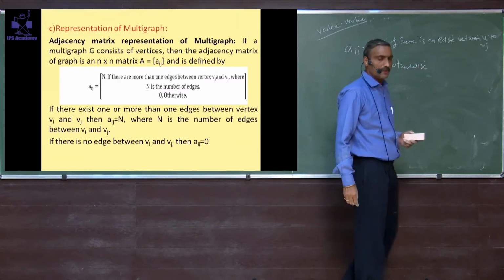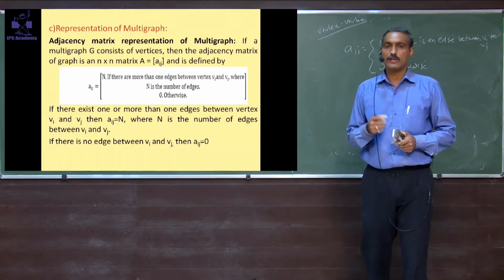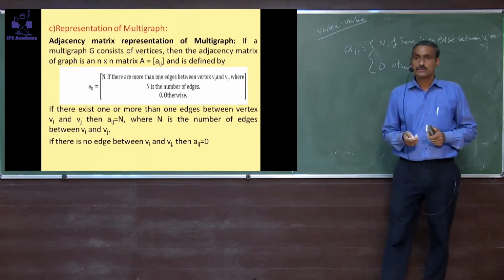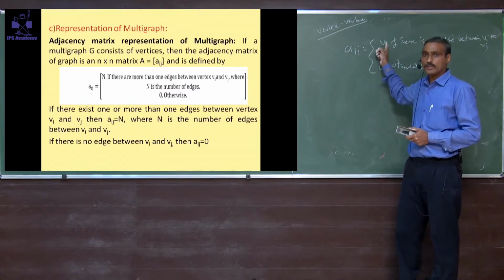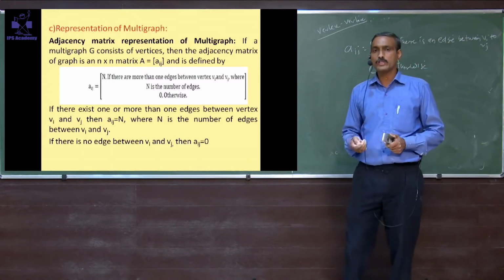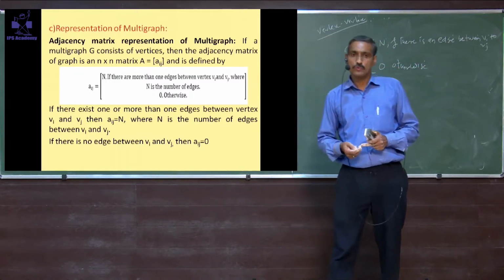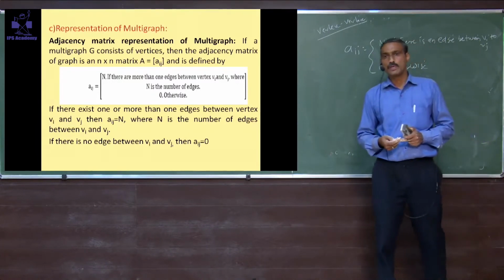Okay, similar to a simple graph. In a simple graph we do not have any multiple edges, we do not have parallel edges. So we put 1 if there is an edge, otherwise we put 0. But here, capital N denotes that if there exist one or more edges between vertex vi and vj, then we put N, where N is the number of edges between vi and vj.